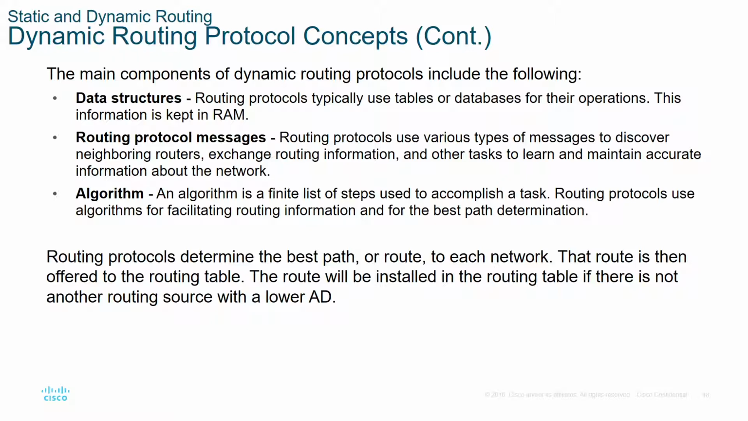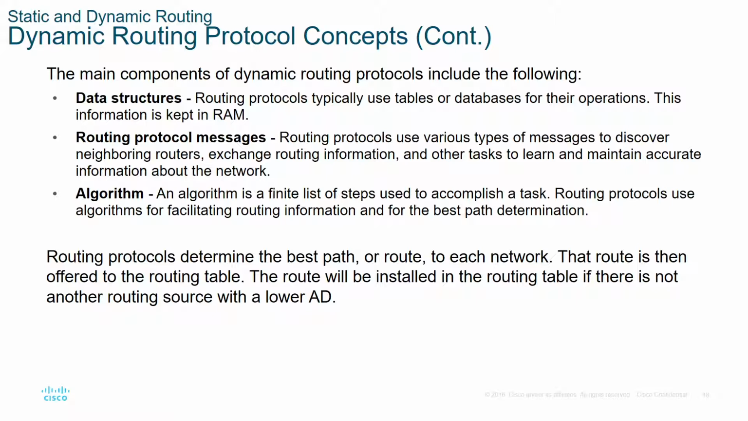The main components of dynamic routing protocols include the following: data structures. Routing protocols typically use tables or databases for their operations. This information is kept in RAM. Routing protocol messages. Routing protocols use various types of messages to discover neighboring routers, exchange routing information, and other tasks to learn and maintain accurate information about the network.